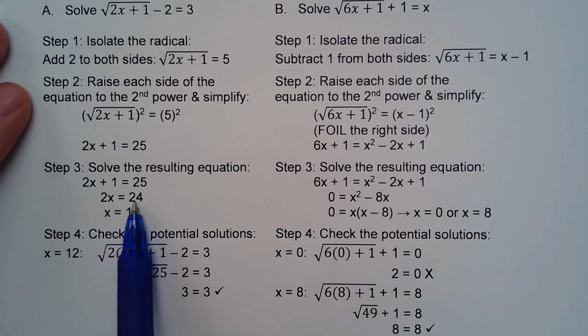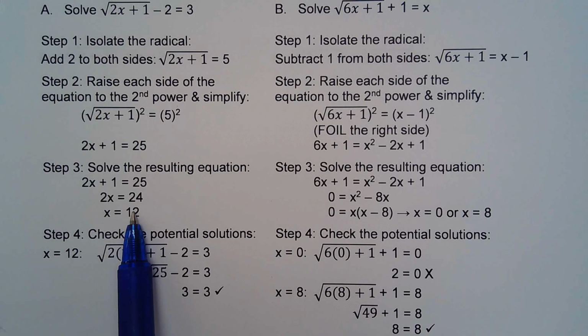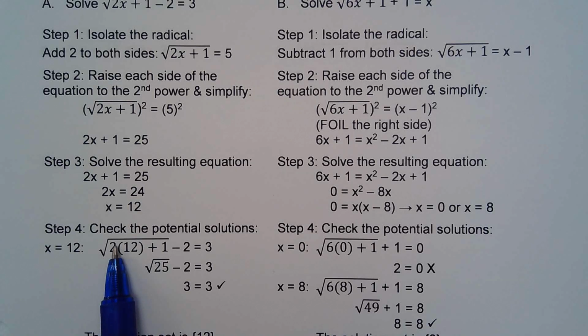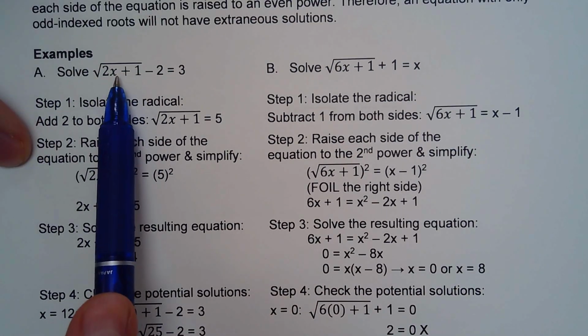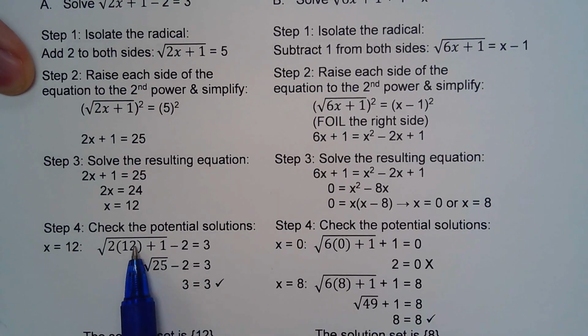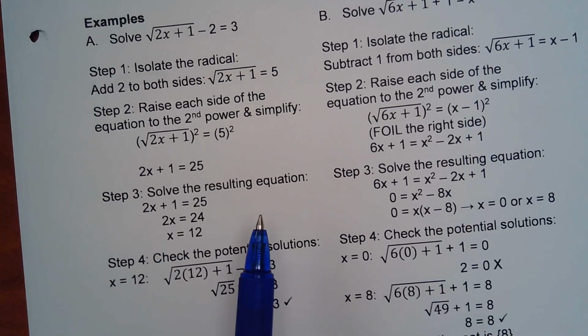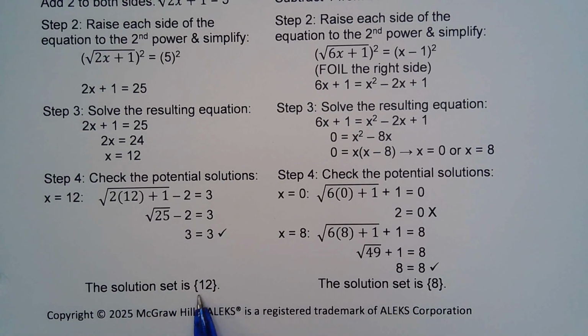Get my solution. Now, it's not really a solution yet. It's a potential solution. It could be a fake solution. So we then check it. I go back to my original equation, insert that answer, 12, and work it out. If I get the same number on both sides, it checks, and that would be our solution.